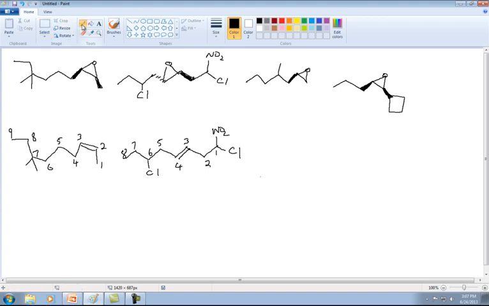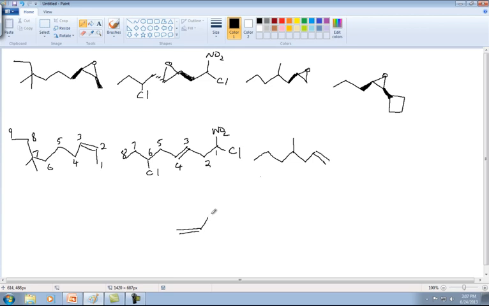Alright, let's look at a situation now where the epoxide is on the end of a chain. So again, I will write out the alkene. Now I want you to notice here that since we have 2 hydrogens on the end of this alkene, there is no cis or trans associated with that.